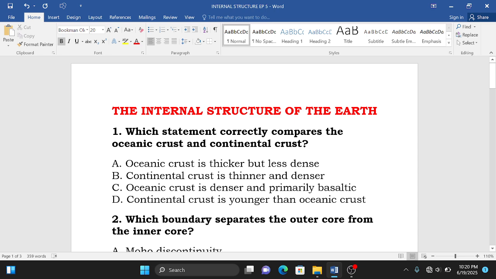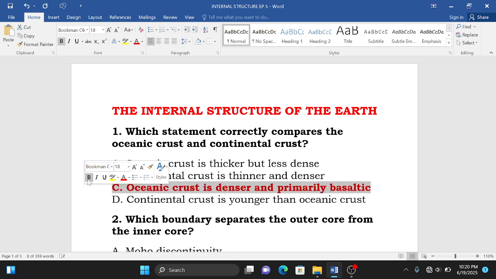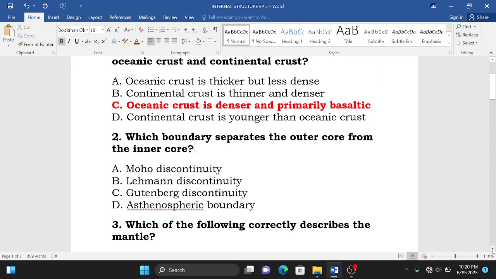And the correct answer is C, because oceanic crust is denser than continental crust. This is proven by the theory of isostasy. And also oceanic crust rocks are basaltic. They have basaltic rocks. So therefore the correct answer is C. Go to the question number 2.